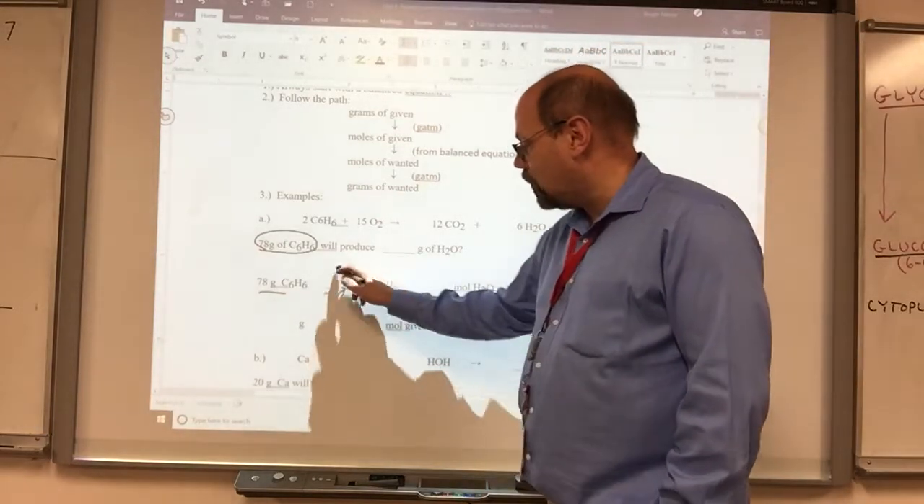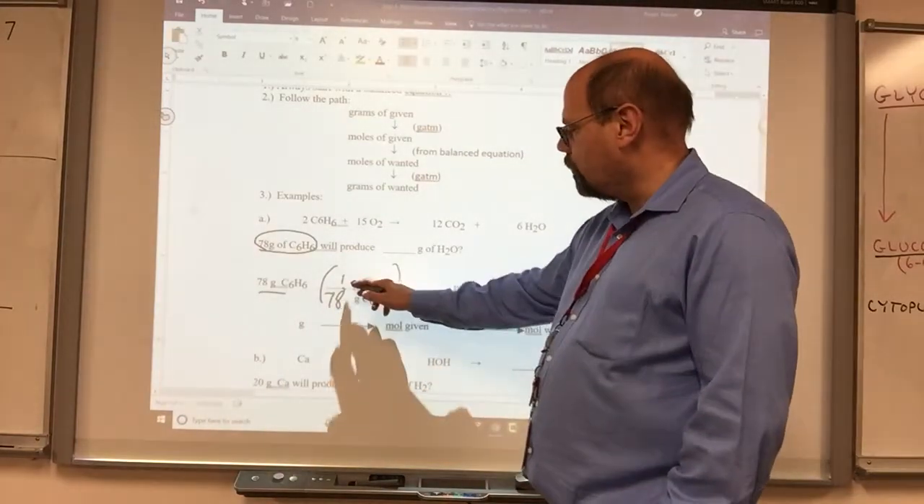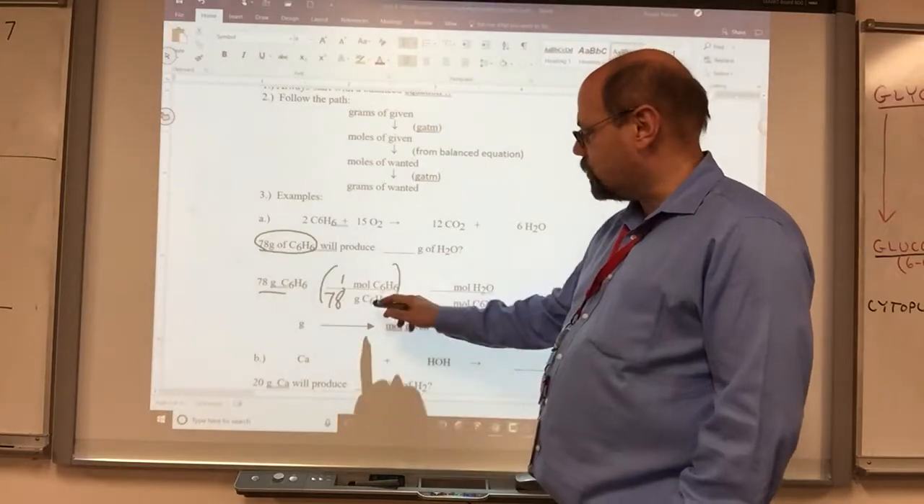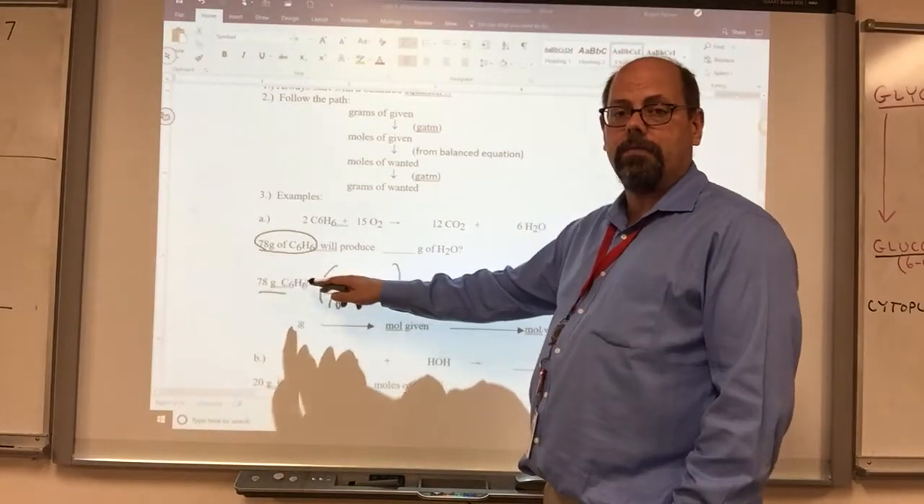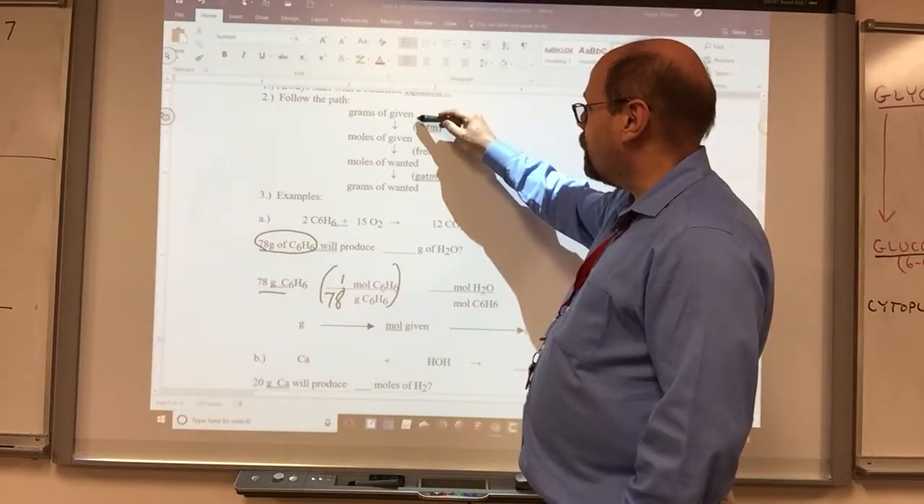This is an equal amount, so that's why we can multiply that by this starting material. 1 mole is 78 grams. The grams goes in the bottom because you started with grams of benzene there, and I'm changing it to moles. Okay, that's what you did. You went from grams given to moles given.